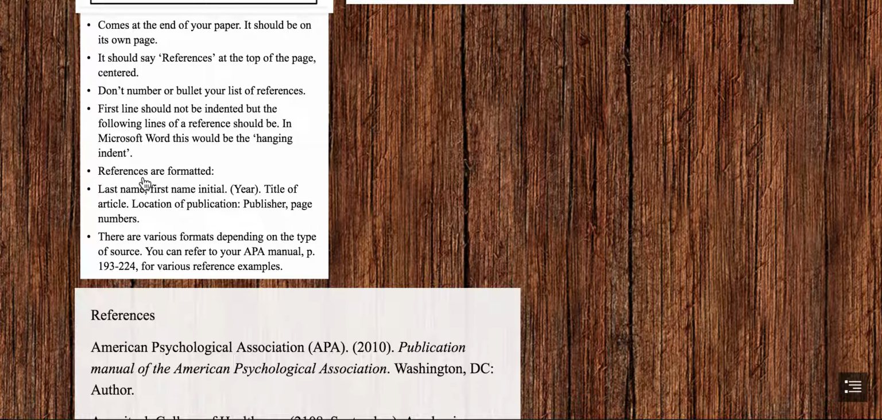References are generally formatted with the last name of the author, first name initial, period, the year, period, the title of the article, period, and then the location of publication. There are various formats depending on the type of sources. You can refer to your APA manual, and I've got some pages here where you'll find a lot of reference examples. And if you don't know how to do a reference, it doesn't hurt to Google how to reference a magazine in APA format, or how to do a reference for an interview in APA format. You can look in your APA manual, you can do an internet search to find your answers, but the more you do this, the more comfortable you'll be with it and the easier it will be.